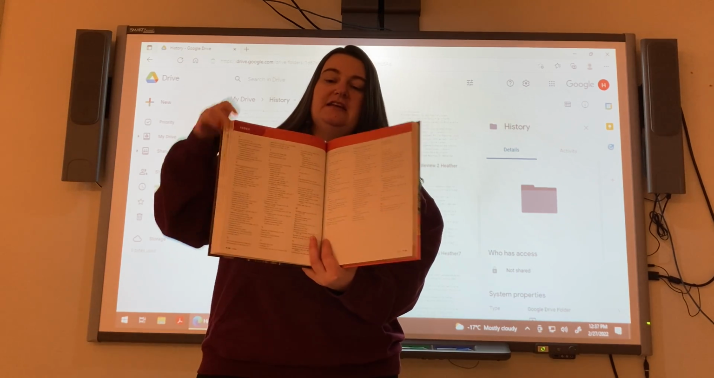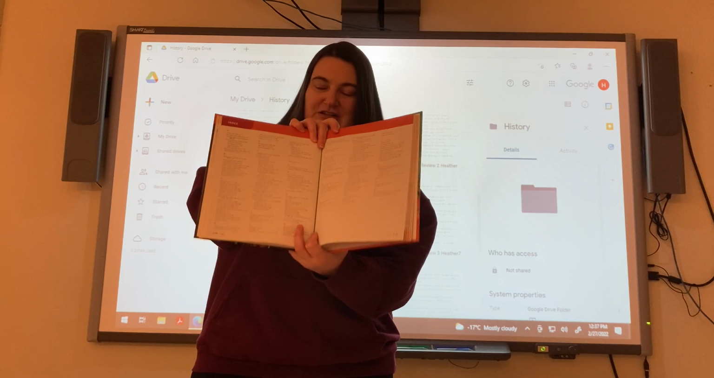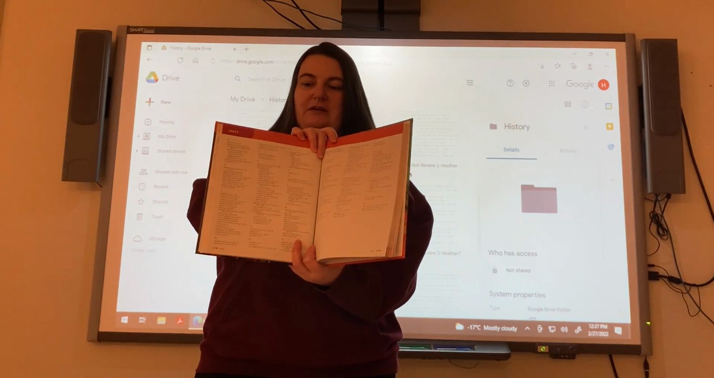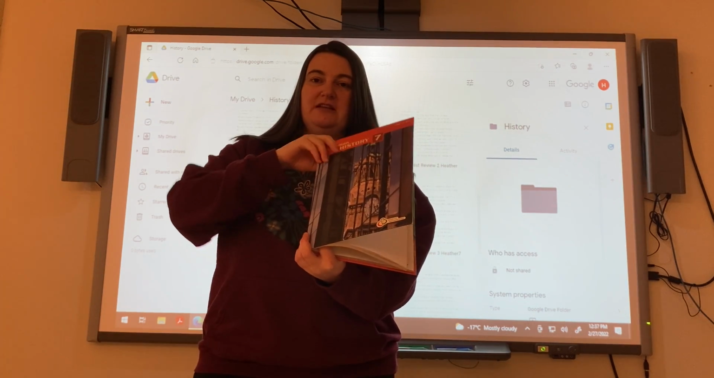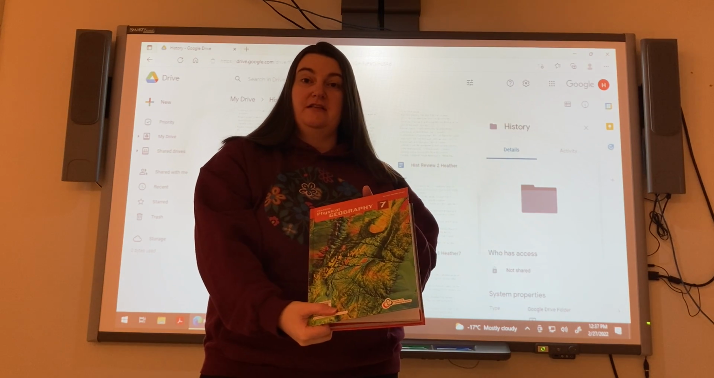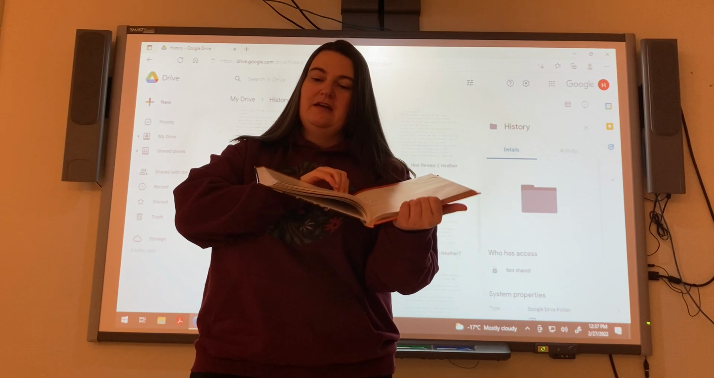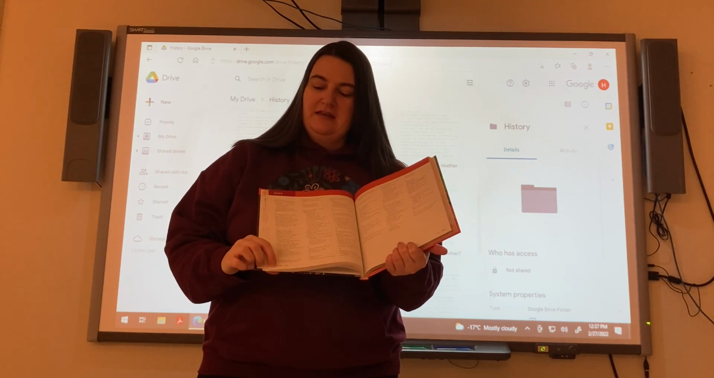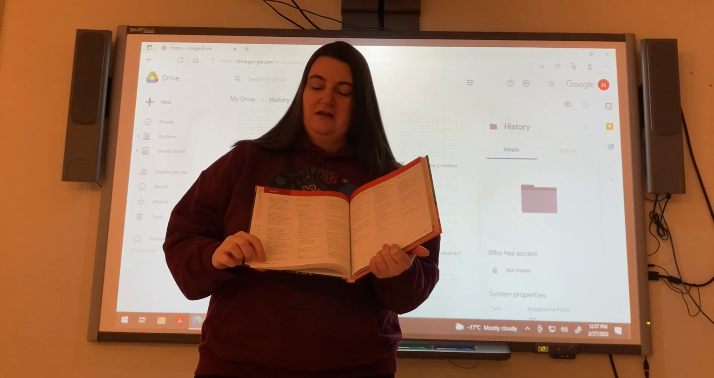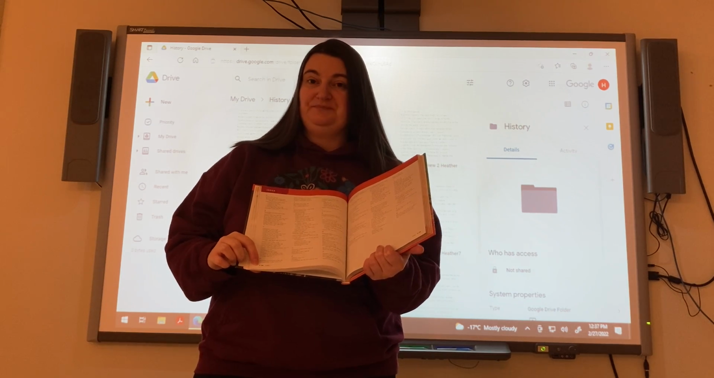Both the glossary and the index are found in the direct center of your textbook because you've got history on one side, you've got geography on the other. So make sure you're looking at the history side. Remember, if you're not sure, the history side has H on the bottom with the page numbers.